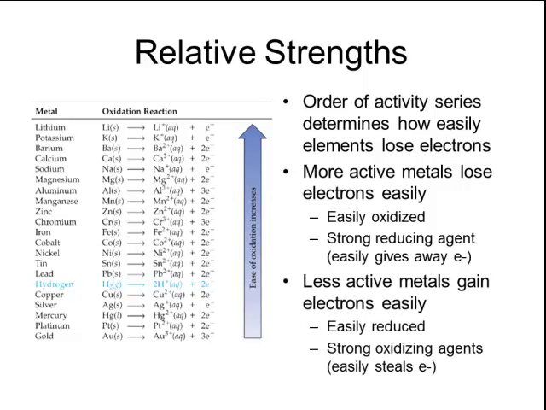The lesser active metals, towards the bottom of the activity series, tend to gain electrons easily. If they're gaining electrons, then these elements are being reduced, so the less active metals are easily reduced. Because these elements are gaining electrons from other atoms, they are also known as strong oxidizing agents, because they are causing other elements to be oxidized or lose electrons.